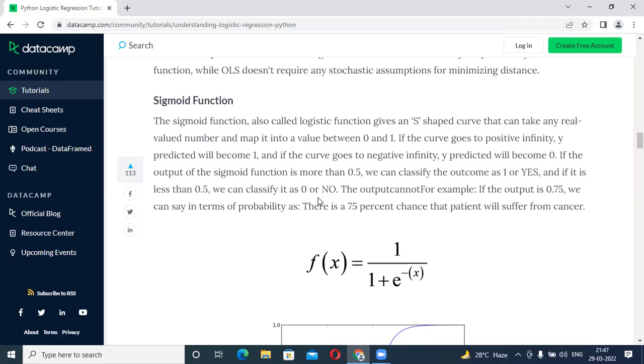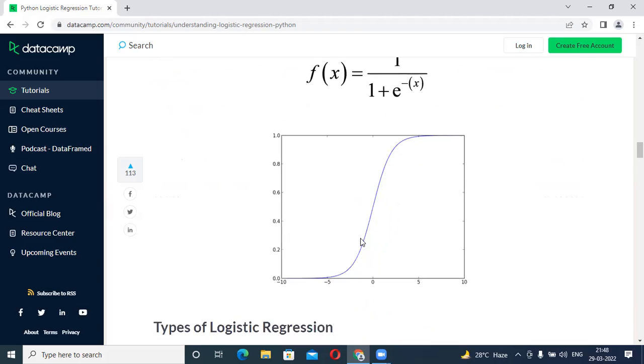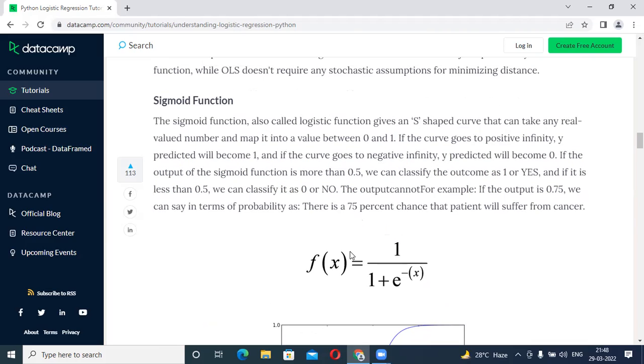For mapping with 0 and 1, it can take any real value number. If the curve goes to positive infinity, the predicted y will become 1. So what we predict, what we analyze, if that is predicted truly, then my prediction is correct. My prediction is correct if the target value matches my predicted value.